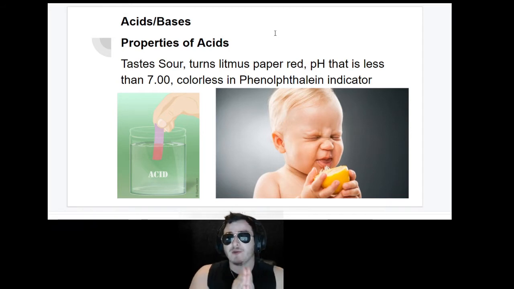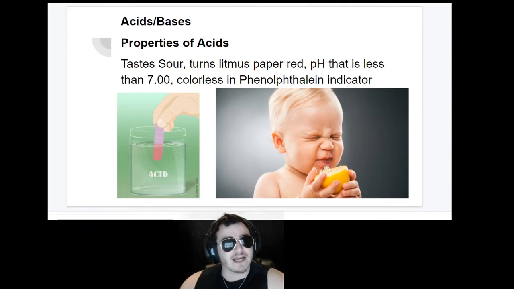7 is that midway point. 7 is neutral, and if we are below 7, we are acidic, and if we are above 7, we are basic. And there are also different indicators in chemistry. One of the most common ones is known as phenolphthalein. In acids, phenolphthalein remains colorless while it sits in an acid. However, it has a very different indicating color when present in a base.